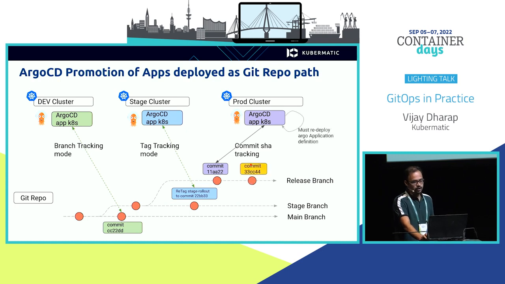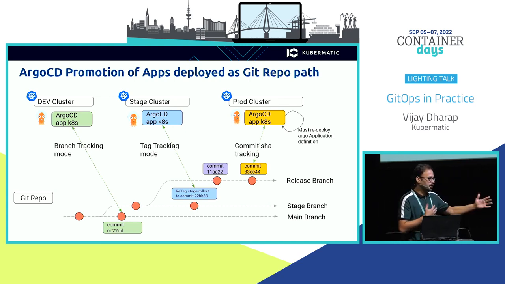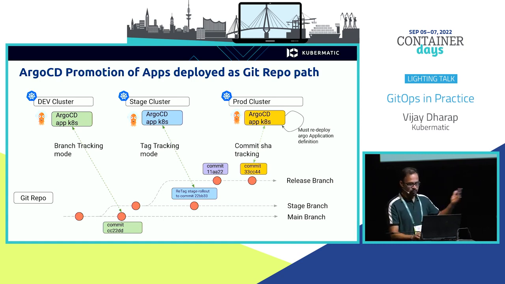So since you are tracking a commit ID, nothing will ever get deployed in production unless you actually make a new application definition, the one which I was showing you earlier, right? And you do a kubectl apply of that particular application definition. So only if you do a new such deploy will the application turn yellow in production. So those are the 3 different ways of using ArgoCD in 3 different environments with different amounts of flexibility. I hope that it was clear.